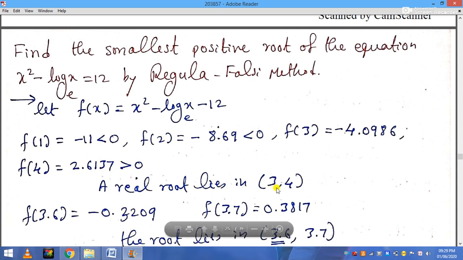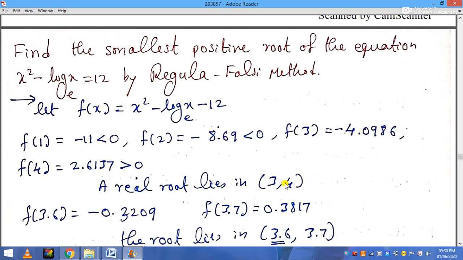By taking these two points, if you solve by the regula falsi method, we get the answer, but it will take more iterations because the distance between 3 and 4 is 1. It will take time. To avoid many iterations, we take points in between, because if the distance between the two points is less, the number of iterations will be less.